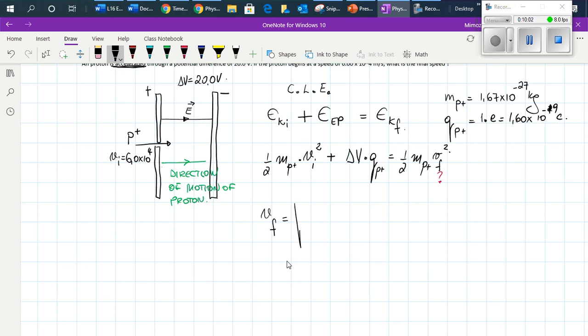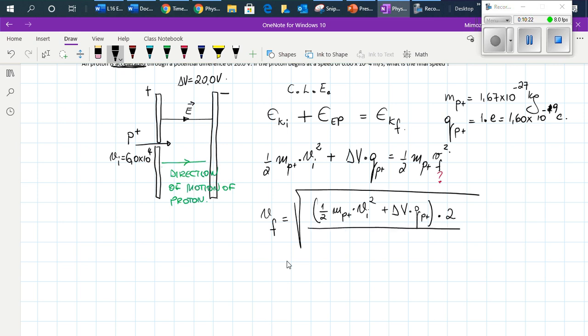will be the square root of, it's a large number, 1/2 mass of proton times V initial squared plus change of voltage times charge of proton times 2, the whole thing divided by mass of proton.